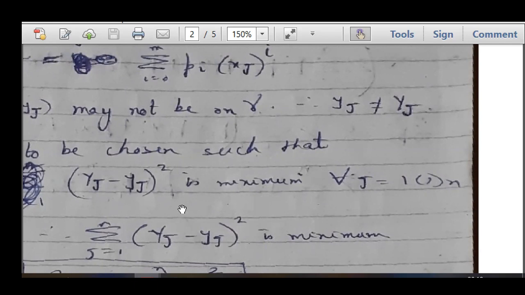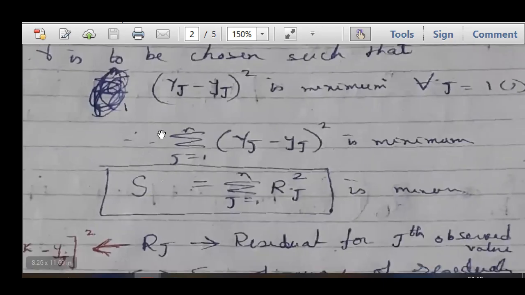Now, as I am saying repeatedly, this should be minimum for all j. So definitely, if this is minimum for all the data points, then obviously the summation should also be the minimum. This is the main basis of this least square curve fitting.